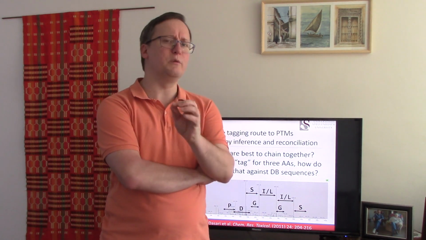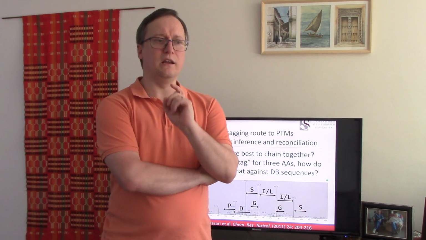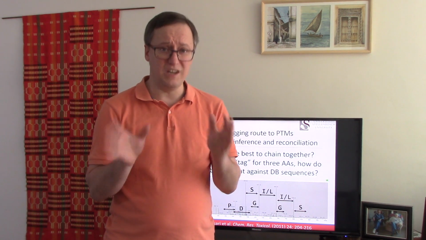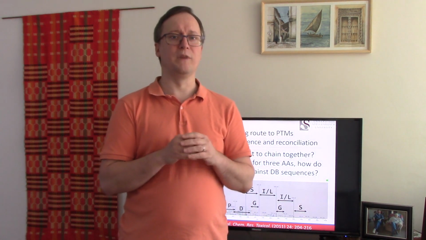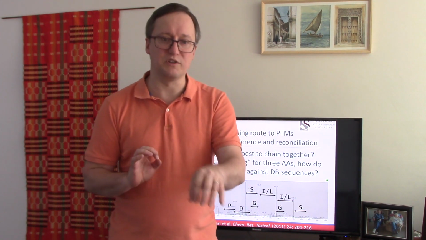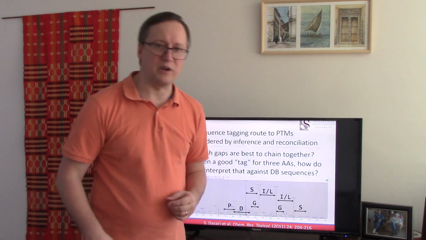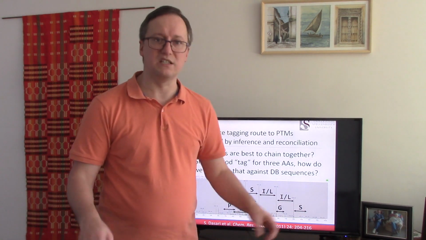So how is it that sequence tagging differs from database search? Sequence tagging is going to rely upon the ability to infer part of the sequence directly from the spectrum itself. So rather than relying on the database as a source of all sequences to be compared to the spectrum, sequence tagging attempts to infer a part of the sequence directly from the peaks observed in the spectrum. So in this beautiful ion trap spectrum, we can see that some of these pairs of peaks are separated by the masses of amino acids.